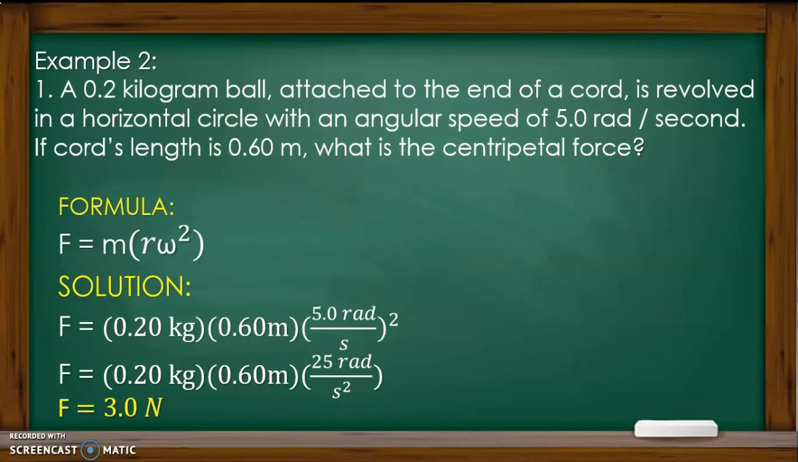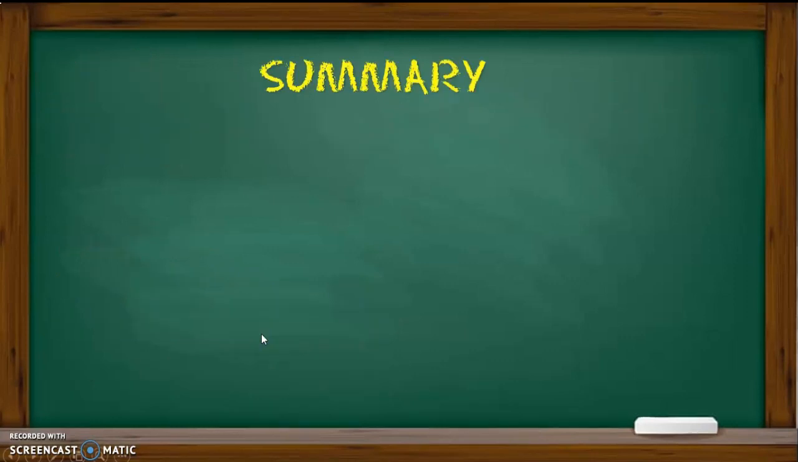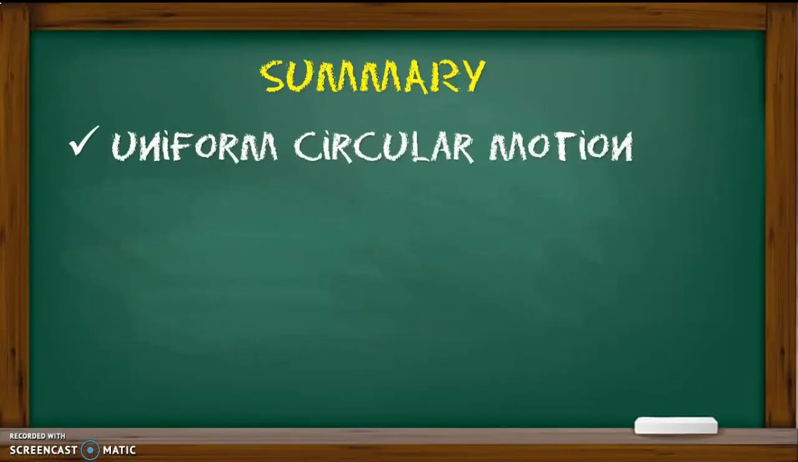Okay, so that ends our discussion. But before we officially end, let's have a summary of the things that we have discussed in this video. Again, uniform circular motion is movement in a circle at a constant speed. But while speed is constant in this type of motion, velocity is not.